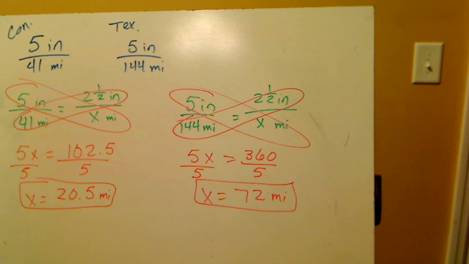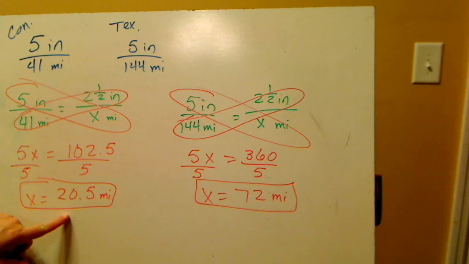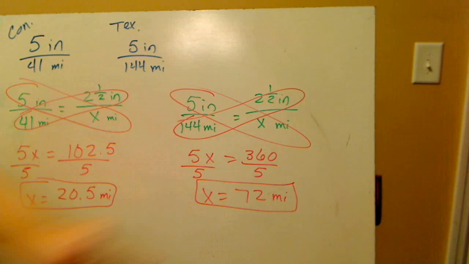So the problem asked for the distance in miles represented by 2 1/2 inches on both maps. 2 1/2 inches on the Connecticut map is 20.5 miles. 2 1/2 inches on the Texas map is 72 miles.